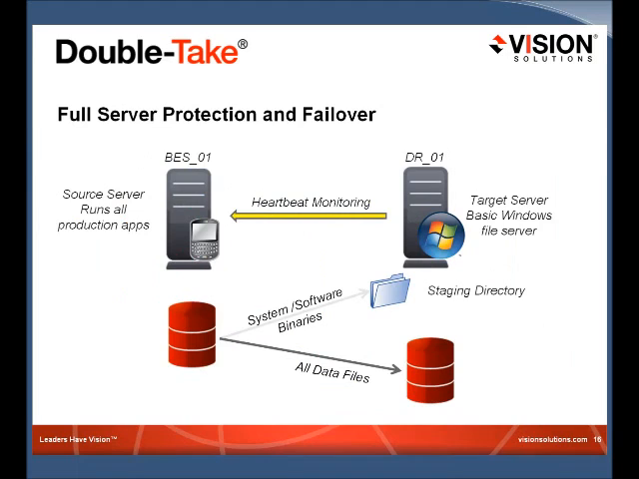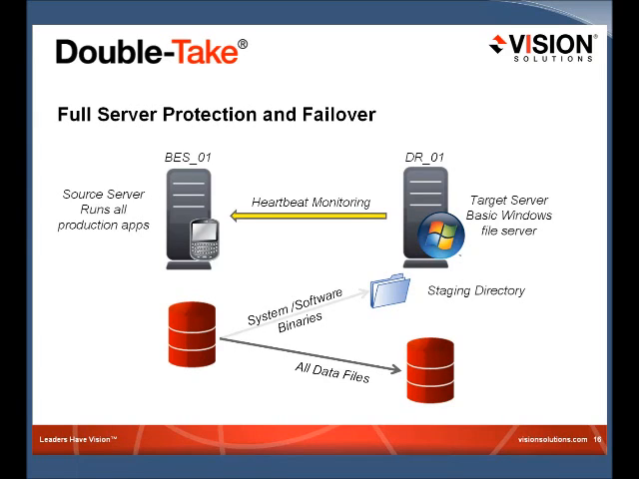The next one we're going to talk about is our full server protection and failover. As you can see at the very bottom, we're still protecting the data just as we did in the previous one. The difference here is that in addition to the data itself, we're also going to protect the source server system state. When we talk about the system state, we're talking about the program files, the binaries, the registry information, any of the logical identification of that source server, minus the hardware-specific information. So we're going to replicate that system state to a staging directory on the target server.